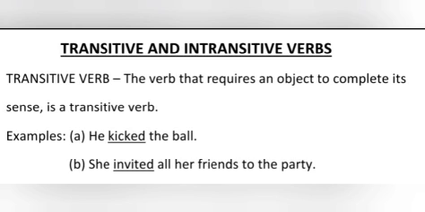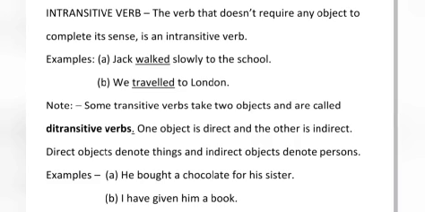To find out objects, we should make a question with what or whom or for whom to the main verb. The answer to these questions will be objects. Now let's understand intransitive verb. The verb that doesn't require any object to complete its sense is an intransitive verb. It means these verbs will not require any object.